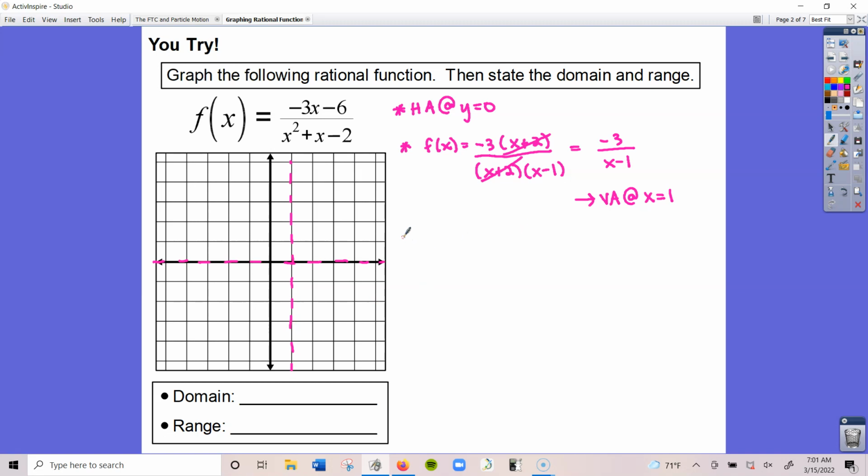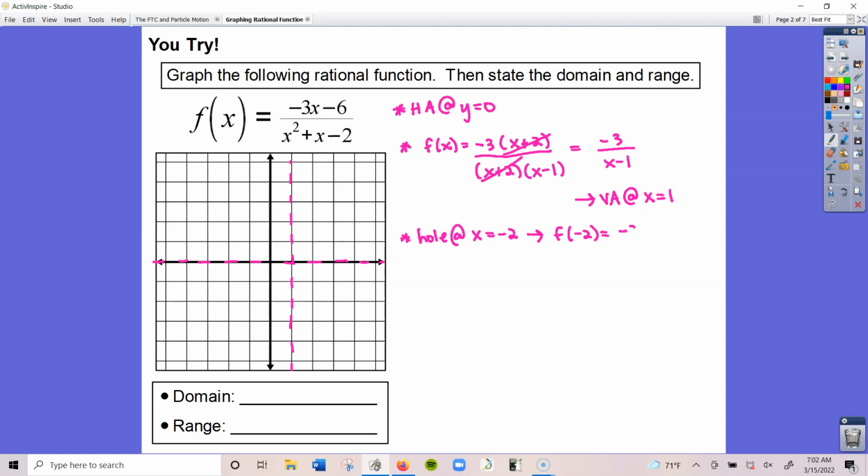Now I also have a hole. So let's go ahead and find that hole. Since x plus 2 canceled, this means that my x value of the hole is at x is equal to -2. I'm going to take the -2 and plug it into my function so I can get the y value of the hole.